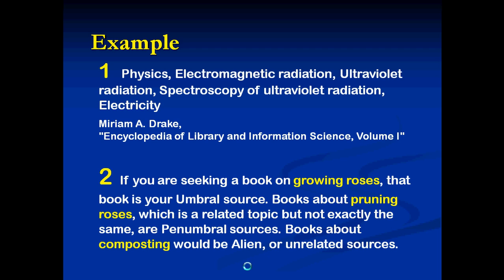Another example is if you are seeking a book on growing roses. That book is your umbral source. Books about pruning roses, which is a related topic but not exactly the same, are penumbral sources, and books about composting would be align or unrelated sources.